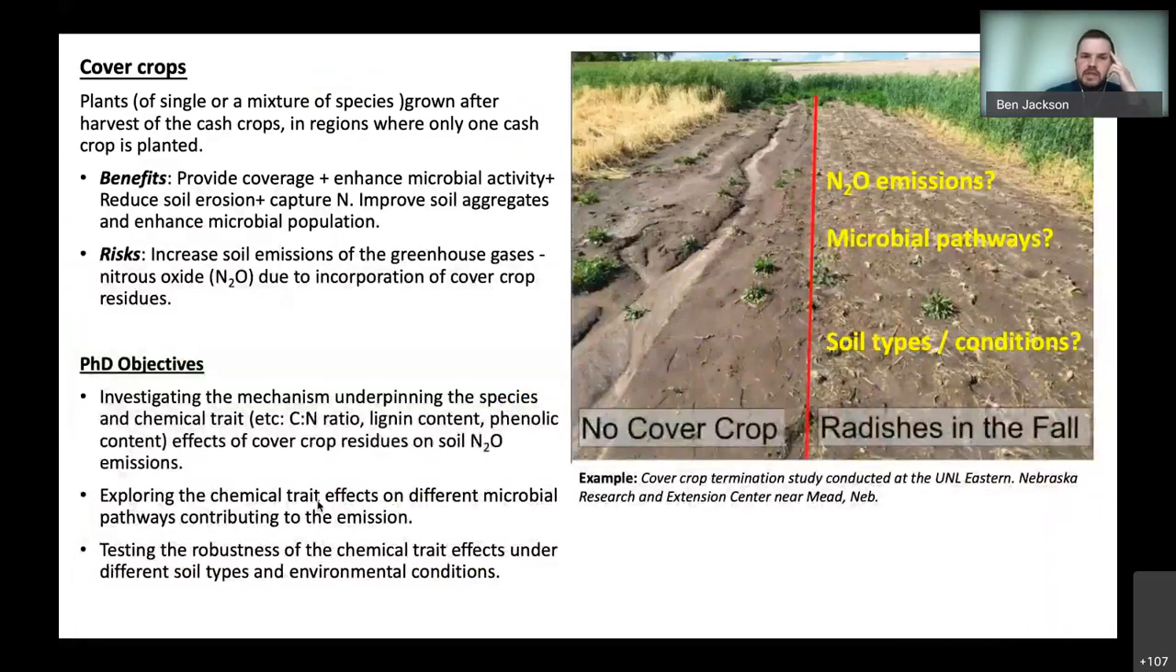So the starting point for this work is that there are obvious benefits to having cover crops, but there seems to be mixed evidence as to whether or not cover crops, and in particular the residues of cover crops, are resulting in higher nitrous oxide emissions. And of course, in China, with the huge nitrogen consumption in agriculture, this is a particularly important issue. And Han is interested in understanding the mechanisms underpinning how the chemical traits of different cover crops may be impacting how the residues are resulting in nitrous oxide emissions.